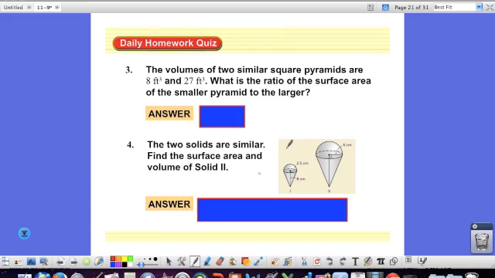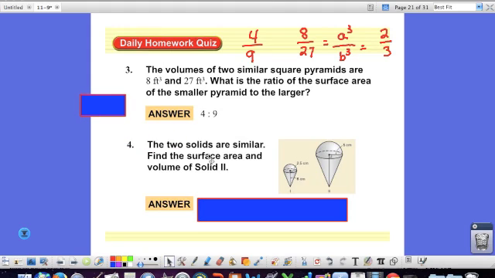And the volumes of 2 similar square pyramids are 8 feet cubed and 27 feet cubed. What is the ratio of the surface area of the smaller to the larger? So 8 to 27 cubed means the cubed root of 8 and the cubed root of 27. So that's 2 to 3. So the surface area of the smaller pyramid to the larger, 2 squared is 4, 3 squared is 9.